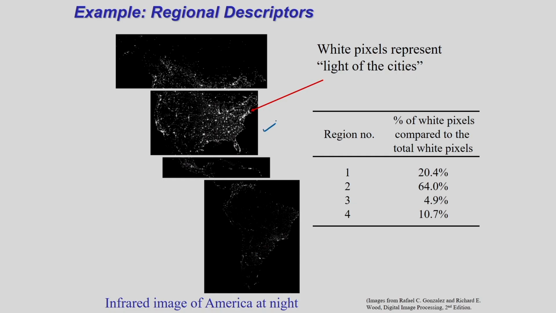I am considering the input image, that is a binary image, and I have white pixels and black pixels. The black pixels are the background, and the white pixels represent lights of the cities. In this case, for regional descriptors, I am considering the percentage of white pixels compared to the total white pixels. For region 1 it is 20.4%, for region 2 it is 60.4%, and like this I have the percentages. By using this concept, I can represent a particular region. This is the most simple regional descriptor.